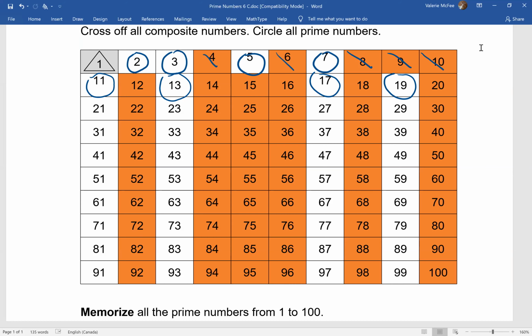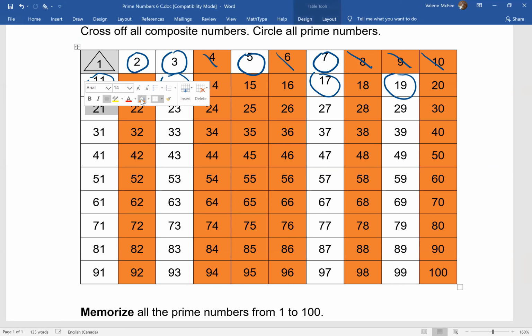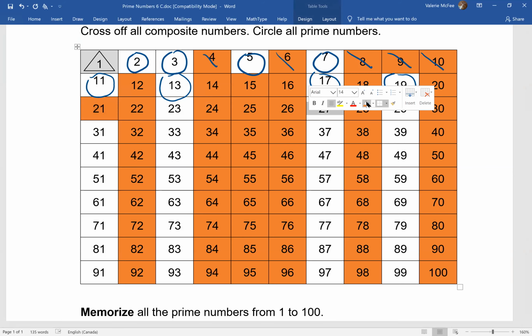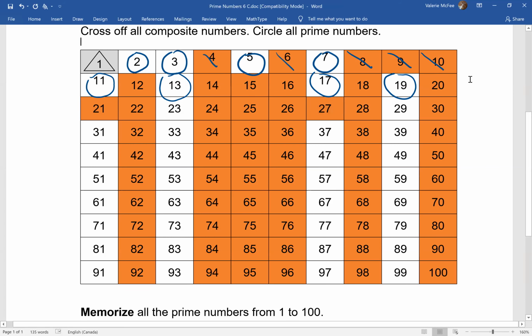Our first concern was to get rid of numbers that are divisible by 2. Now we should get rid of all of the numbers that are divisible by 3. So if we look at the next row, 21, if I add the digits, 2 plus 1 is 3. This is a number that's divisible by 3. 3 times 7. So we know that 21 is divisible by 3 and not prime. 27 adds up to 9. It's divisible by 3 and not prime.